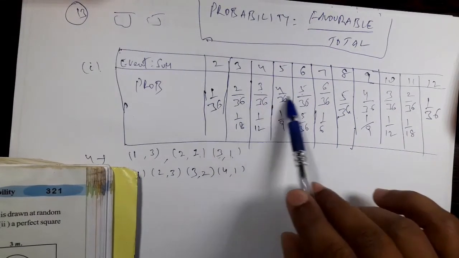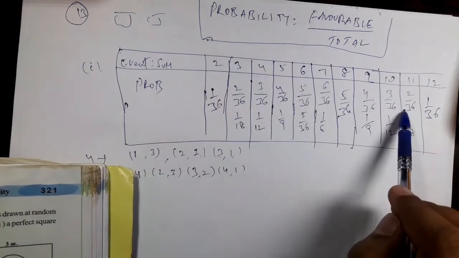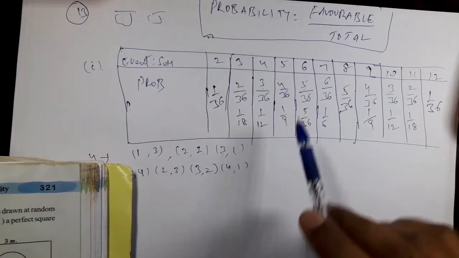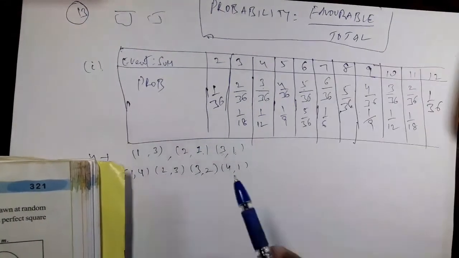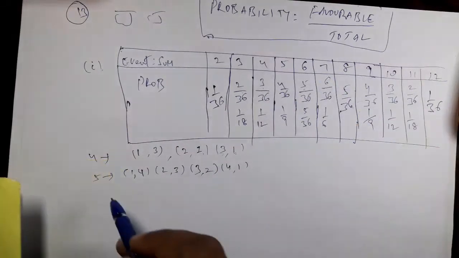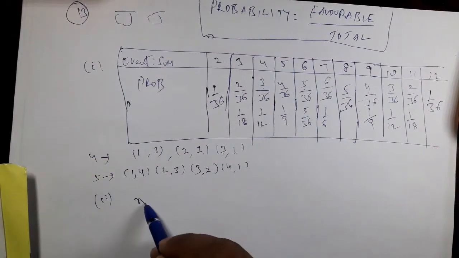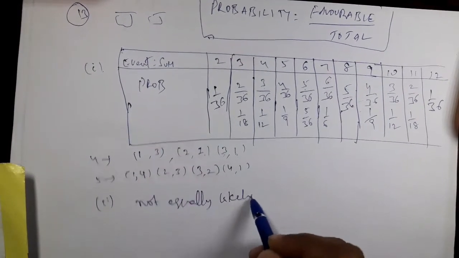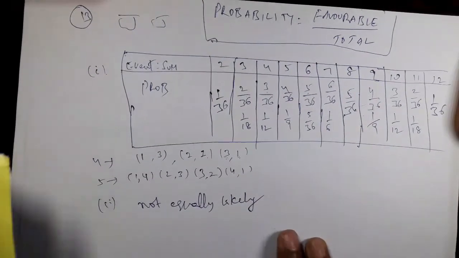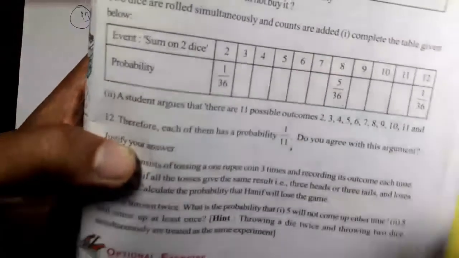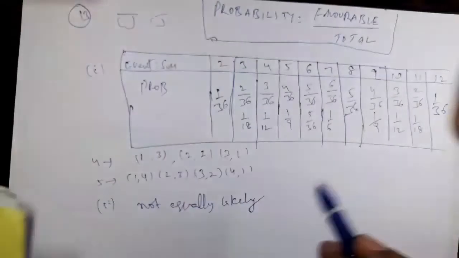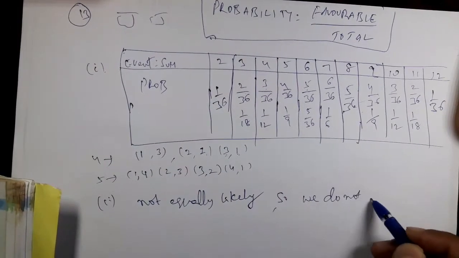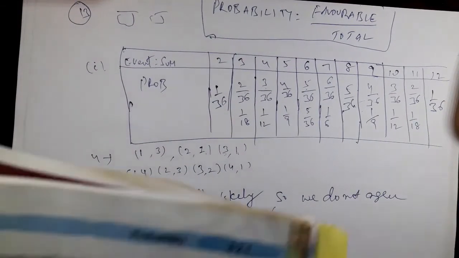We can observe clearly they are not equal. So they are not equally likely events, right? If they are equally likely events, their probabilities should be equal. Because they are not equal, they are not. So the answer for the second part is: not equally likely. They do not have equal chances of occurring. So do you agree with the argument? We do not agree, or I do not agree, right? Question number 13 is that.